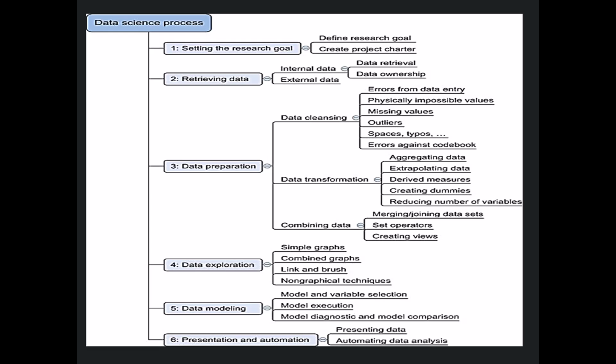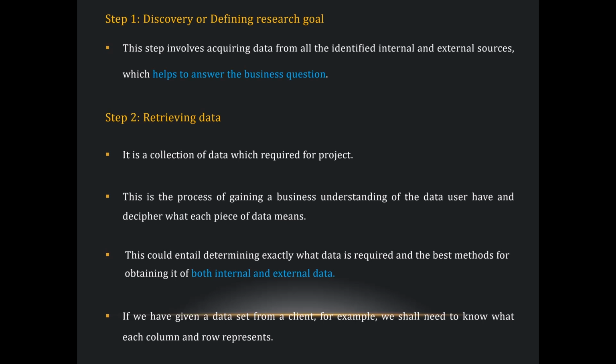So in setting the research goal, the basic information is collected and the agenda is given to submit the project. In technical terms, we will define these two steps as define research goal and create a project charter. This is your first step, discover or define a research goal. This step involves acquiring data from all the identified internal and external sources which helps to answer the business question. Here the business question is nothing but you have to collect the second year name list from all the colleges.